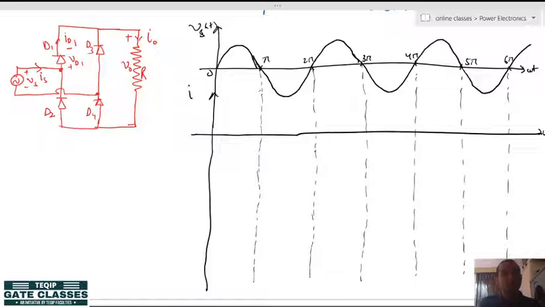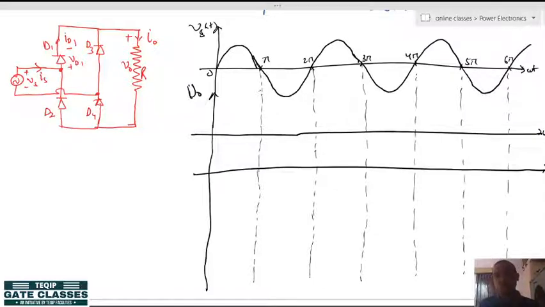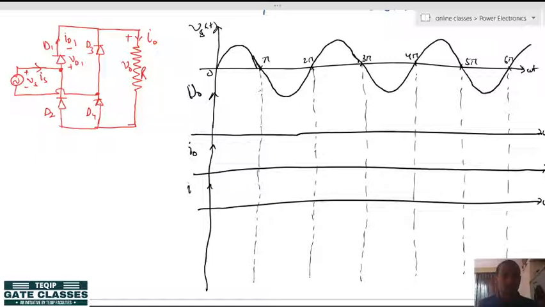Now, here we have to draw many things. I have already told you that as soon as we go for more complex circuits, more waveforms can be added. So, you have to learn the concept, you do not have to cram anything. So, let us say this is the load current. Now, let me draw other currents also. Let us say I have to draw the source current also. Let us say I have to draw the diode current also.